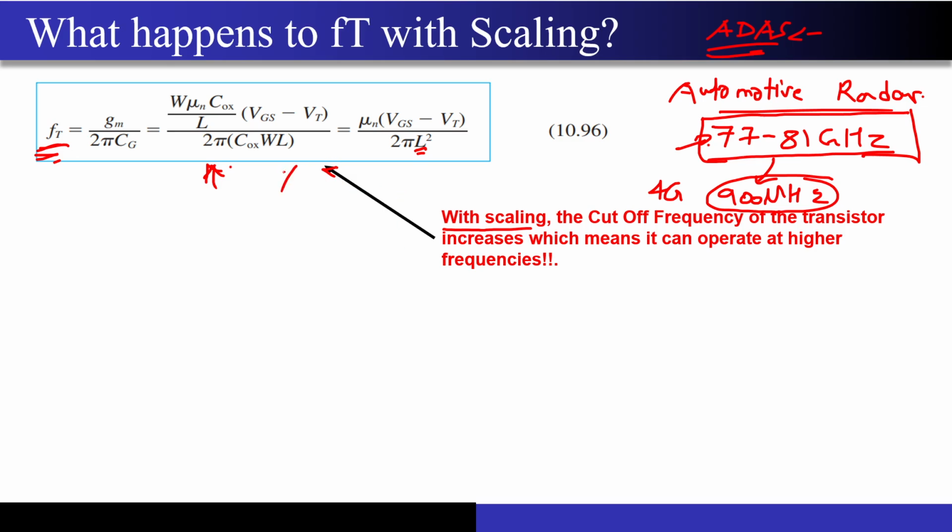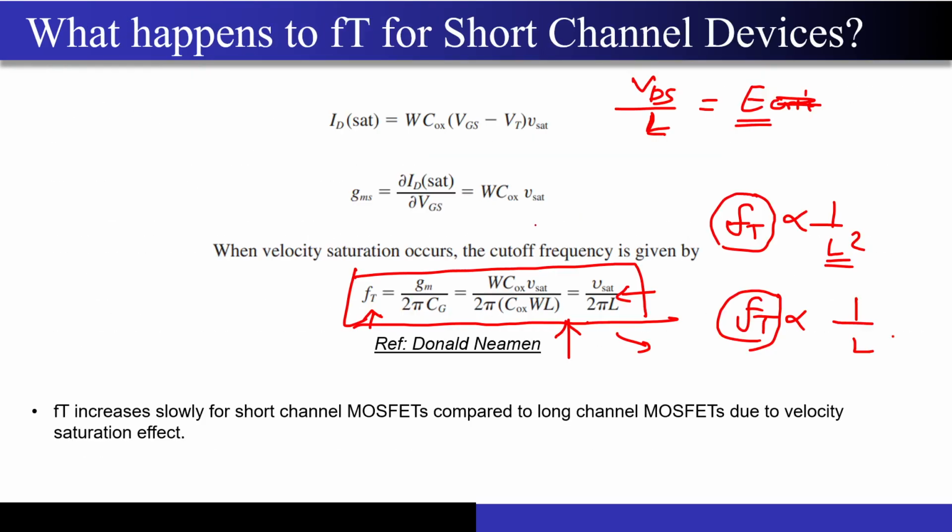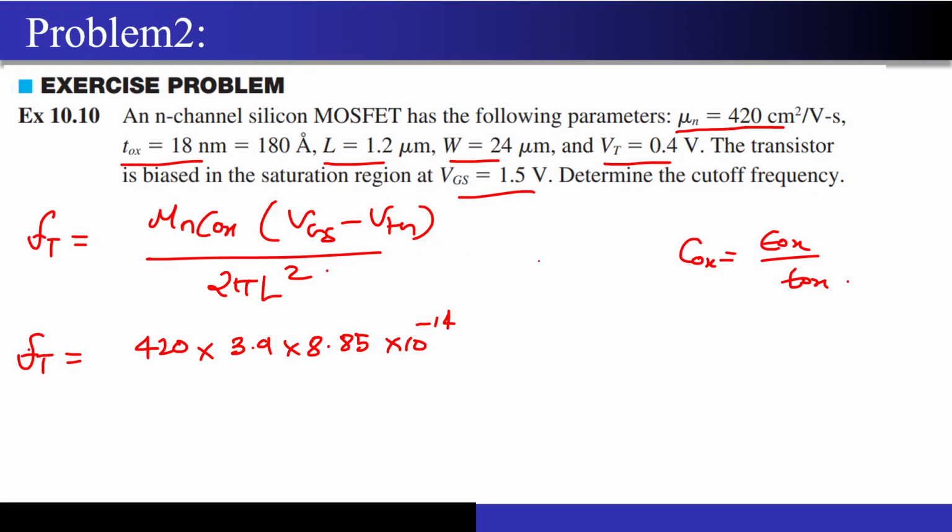Oh, see, there was no Cox. There was no Cox, so I have to remove it. The formula is just mu n into Vgs minus Vt upon 2 pi L square. Just close this. We don't even need this value.